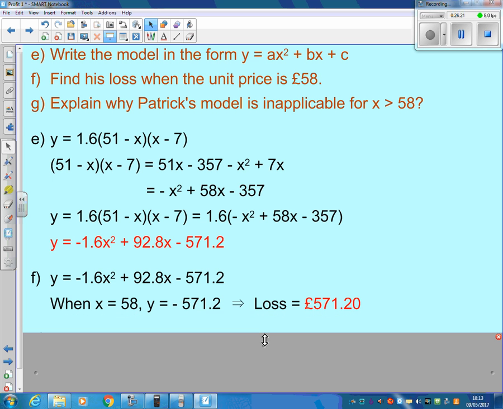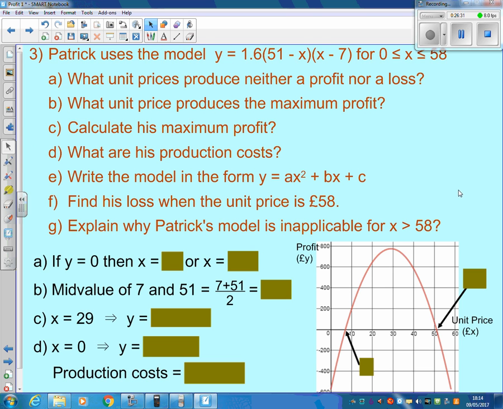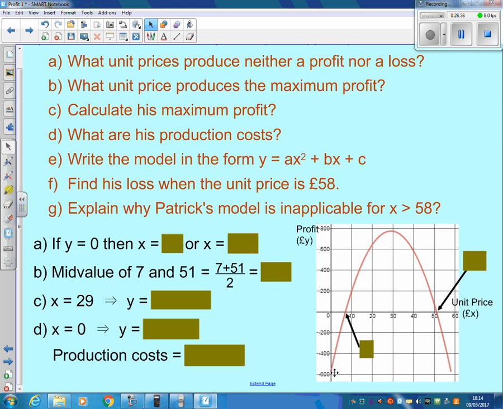Okay, so what's actually happening here? Why is his model inapplicable for x more than 58? Let's go back to the graph. What it's saying is this. If I look at this graph, it's saying that his production costs were £571.20. If he sells them at £58 each, he also makes a loss of £571.20. So if he gives them away for free, he makes a loss of this. And if he sells them at £58, he still makes a loss of that. Now that means he can't have sold any, because if he'd sold some, he'd actually have reduced his loss.